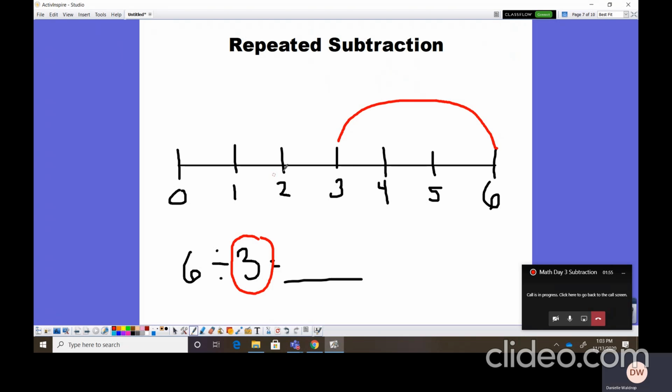There's one big jump of 3, and then I'm going to move another 3. So 1, 2, 3 takes me to 0. You don't want to do little hops on this one because it's going to confuse you on how many times you can take away 3. If you look up here, how many big jumps of 3 did I take? Yeah, I took 2 big jumps. So 6 divided by 3 is 2. That means I took a jump of 3 here and a jump of 3 here, so 2 jumps in this one.